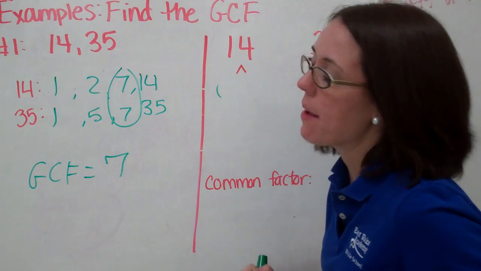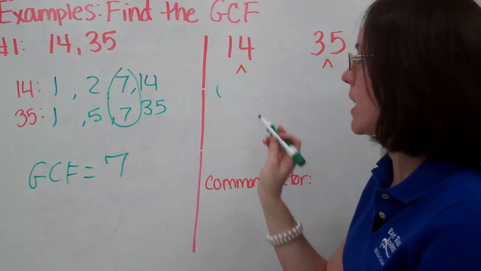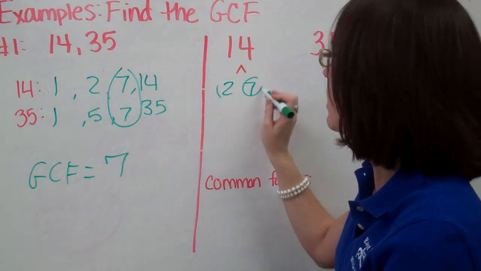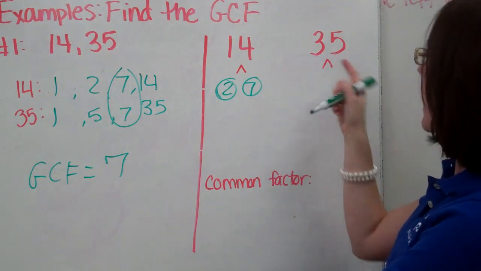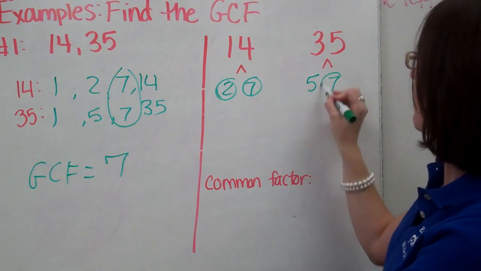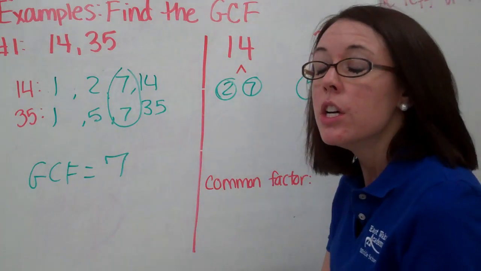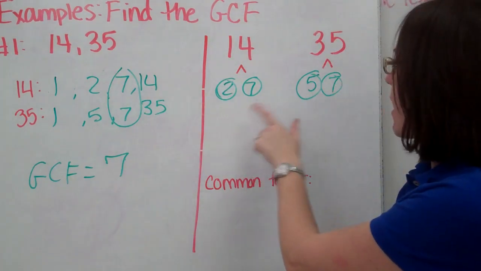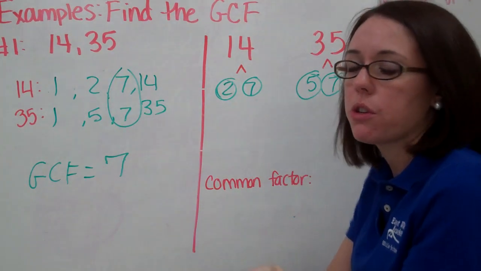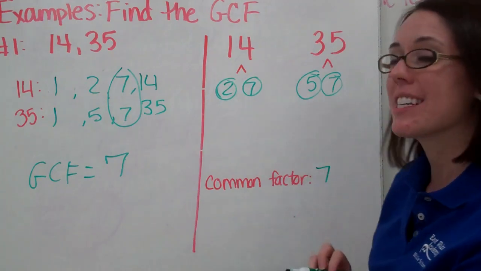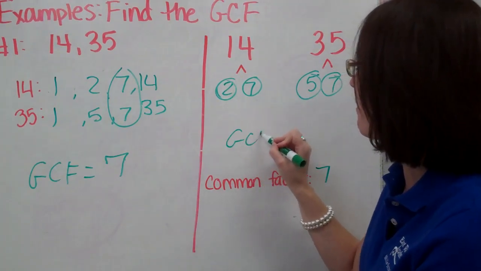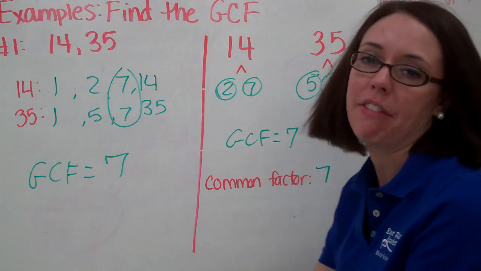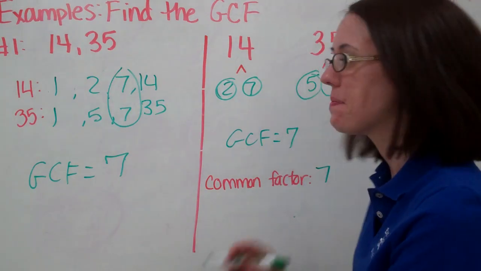Let's prove that this way. Let's do prime factorization of 14. Well, that is 2 times 7, both prime, and 35 is 5 times 7, both prime. Look and see, what is the common factor? What number or numbers do they have in common? The common factor is 7, which means the GCF in this case is 7 because there's only one common factor.